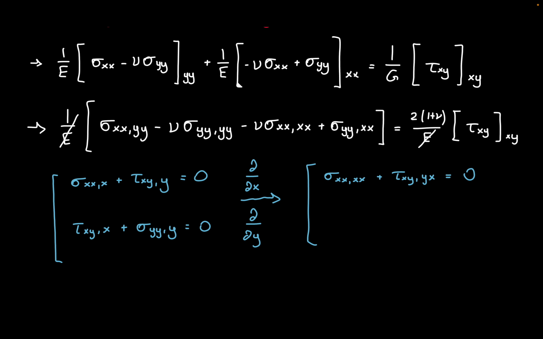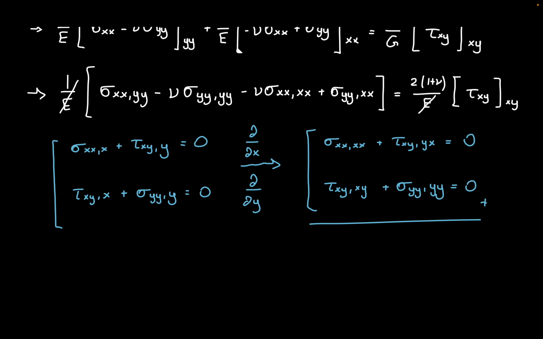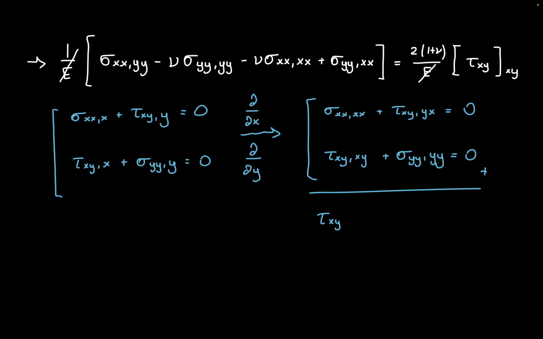And then on the second line, after taking the partial derivative with respect to y, we get tau xy with respect to xy plus sigma yy with respect to yy, which is equal to 0. And then we can add these up to get that tau xy is equal to negative 1/2 of sigma xx with respect to xx plus sigma yy with respect to yy. The reason we can write this is because tau xy with respect to xy is equal to tau xy with respect to yx.